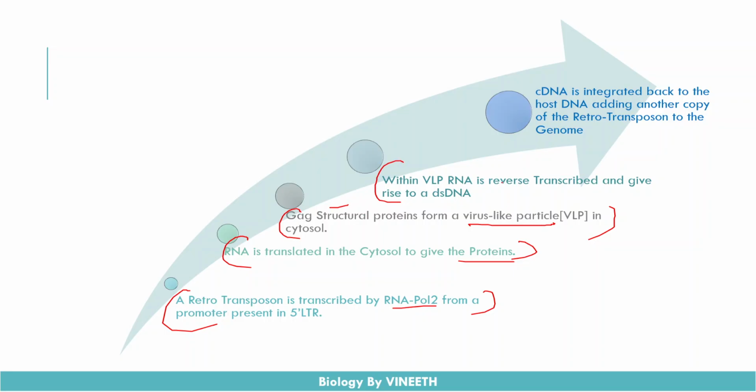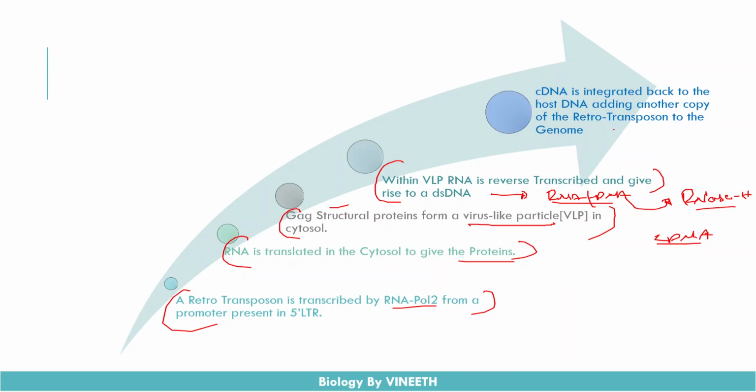When this virus-like particle is formed, the RNA gets reverse transcribed into a DNA molecule, or the double-stranded DNA. First it produces an RNA-DNA hybrid. This RNA-DNA hybrid later gets cleaved by an RNase H enzyme into RNA and the cDNA. This cDNA will now go and get integrated into different locations, and at that location a retrotransposon gets added, making the complete retrotransposon.